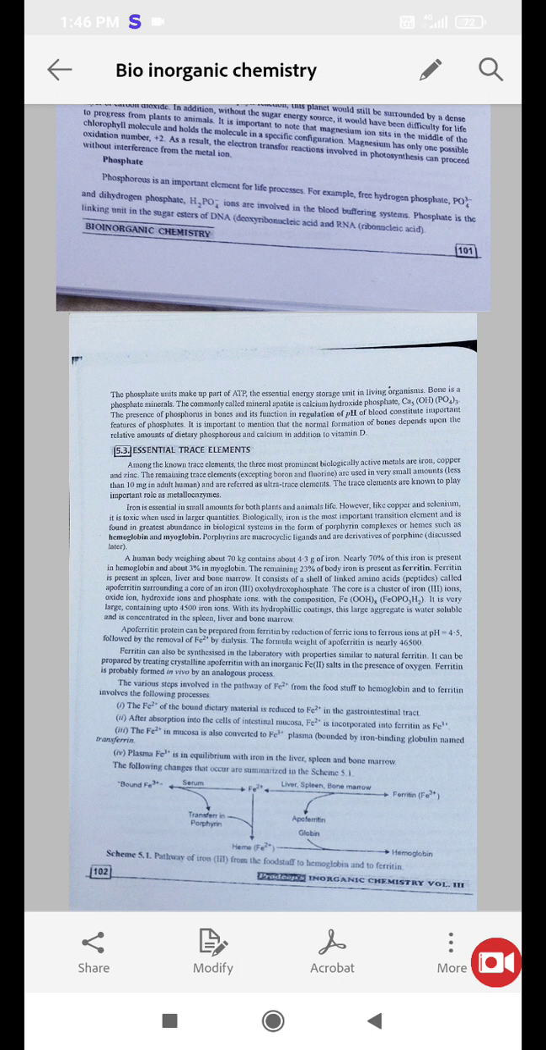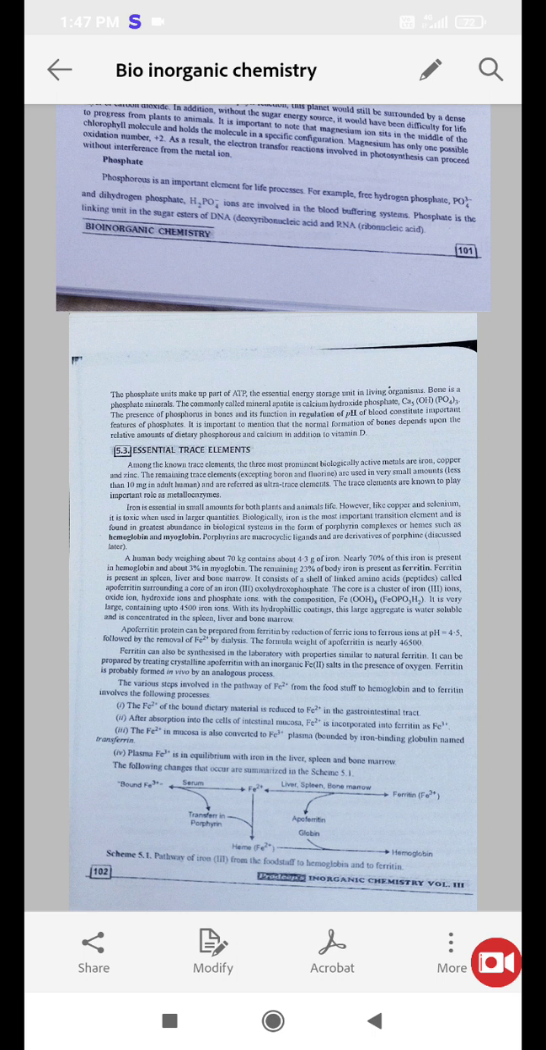Iron is essential in small amounts for both plant and animal life. However, like copper and selenium, it is toxic when used in large quantities. Biological iron is the most important transition element and is found in greatest abundance in biological systems in the form of porphyrin complexes or heme, such as hemoglobins and myoglobins. Porphyrins are macrocyclic ligands and are derivatives of porphyrin.